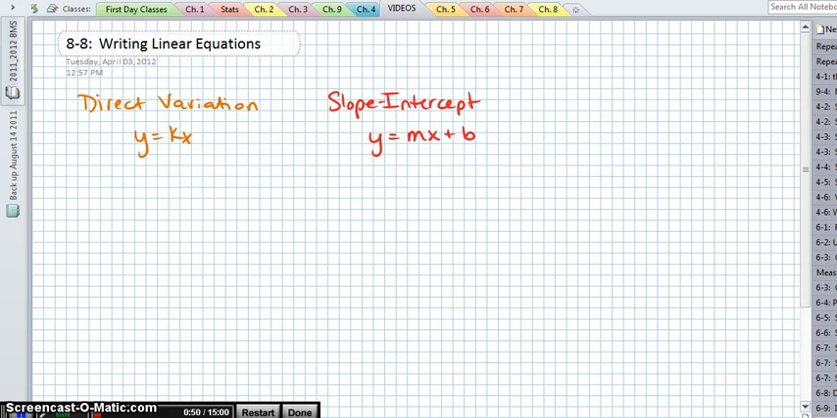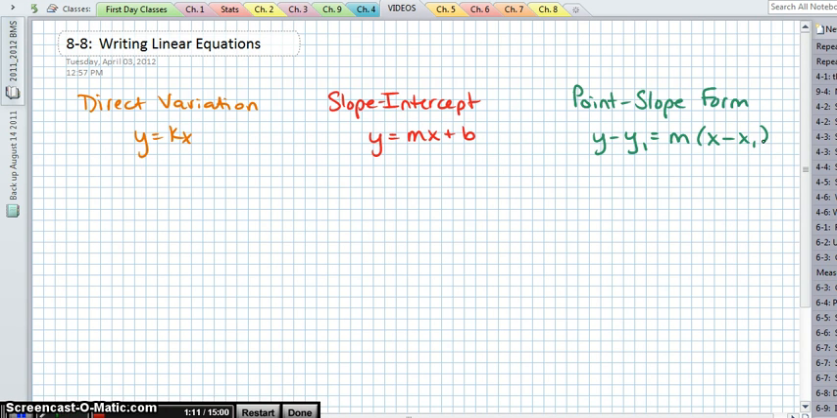Another type of equation we're going to work with today is called the point-slope form. Let me get that down, point-slope form. So this is new. And this type of equation looks like this. y minus y1 equals m parentheses x minus x1.